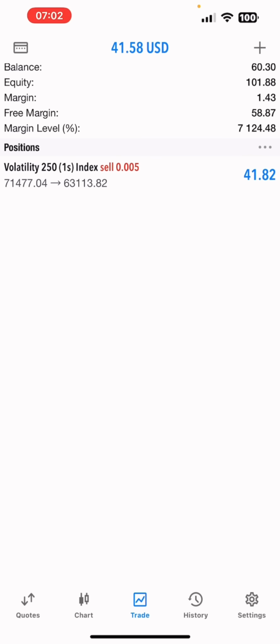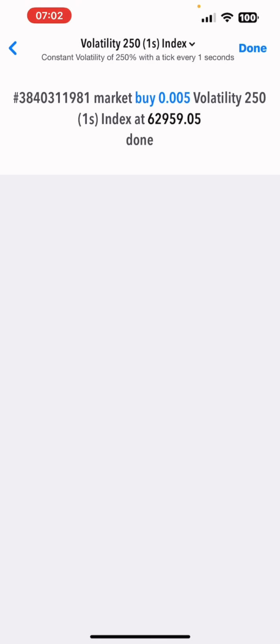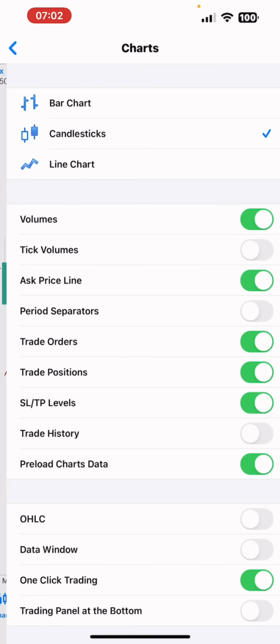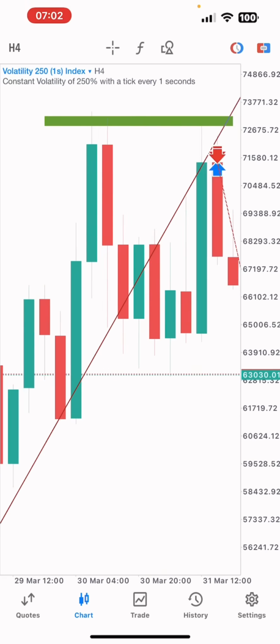There's progress, so I'm gonna close right here. No need to be greedy. I'm gonna close all the positions. Then I will take it from here, and the account is now on $102, which is not bad.